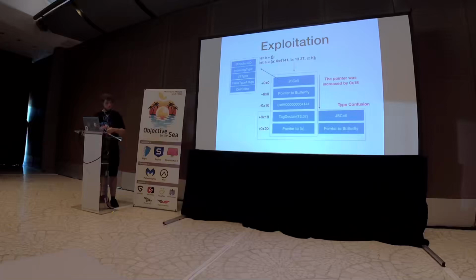And so we can just put our, wait, I think I was speaking about the wrong slide earlier. Okay, so we can just put a fake JS cell in there, taking into account the fact that it's going to be tagged. And then our type confusion actually moves to a type confusion between the pointer to a JavaScript object and the pointer to a butterfly.